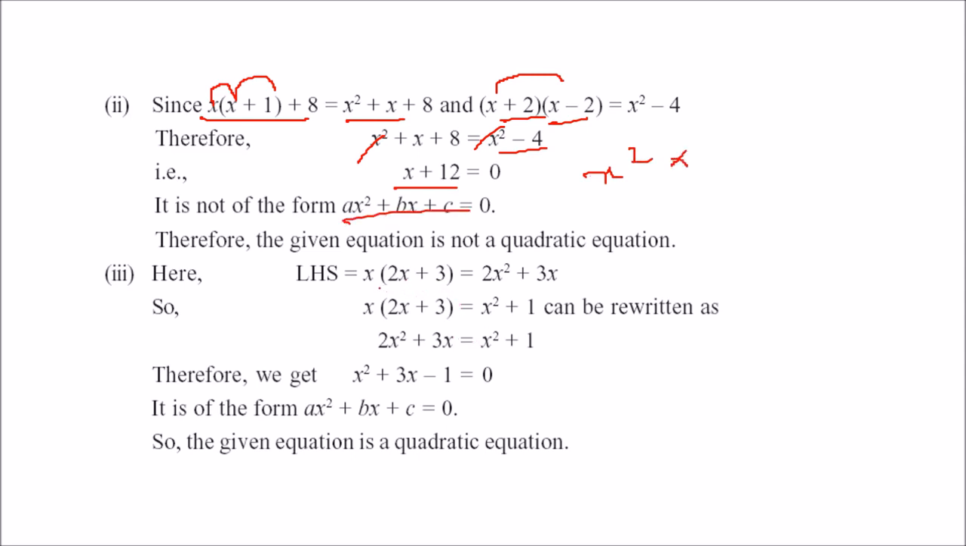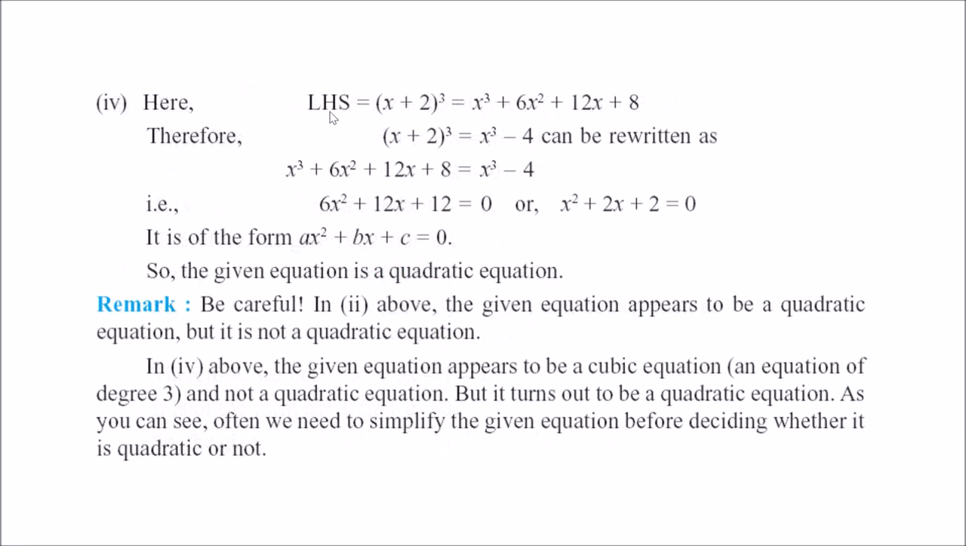Then again, the left hand side for the third part is X into 2X plus 3. Multiply it: 2X square, and 3X, so 2X square plus 3X. Equate it with X square plus 1. So just take these on the left hand side. You actually get an equation which is of the form AX square plus BX plus C. So this is a quadratic equation.